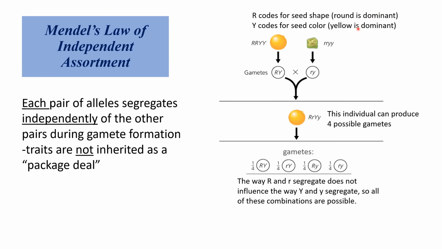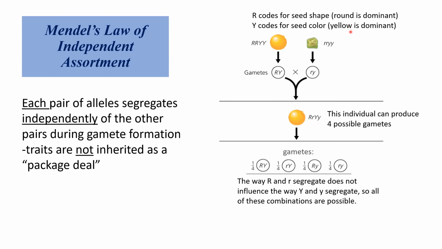So he basically tracked these characteristics one at a time using monohybrid crosses, and he was able to see that the round trait for seed shape is dominant compared to the wrinkled, which is recessive, and that the yellow is dominant compared to the green, which is recessive.